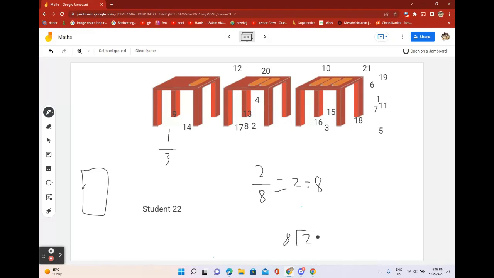And the way you do long division like this, you're going to put a 0 here, and you're going to put a decimal point. Basically, you put a 0 here, and you trade it for a decimal point. Now we'll ask ourselves, how many times does 8 go into 20?